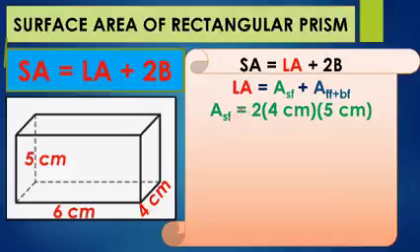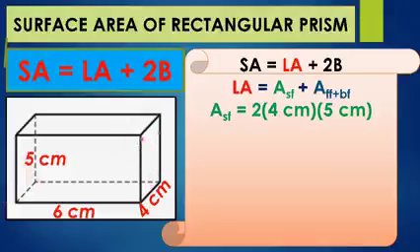So we have here the area of the side face first. In the side face, meron tayong dalawa, left and right. So we have 2. This is constant since we have 2 side faces, left and right. Multiply by 4 centimeters, that is the width, and we have 5 centimeters for the height.